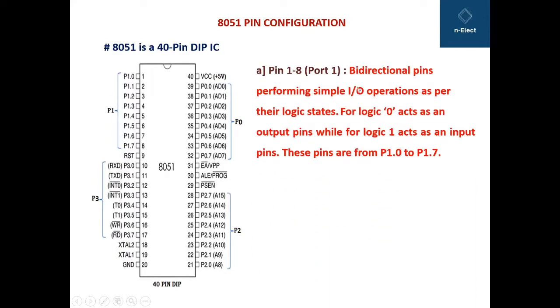Now moving on to pin number 1 to 8, which represents port 1, that is P1.0 to P1.7 pins, which are actually the pin numbers 1 to 8 of the microcontroller IC 8051. So these are the port 1 pins, bidirectional pins performing simple input output operations as per their logic states. For logic 0, they act as an output pin, while for logic 1, they act as an input pin. These pins are from P1.0 to P1.7, as you can see in the diagram.